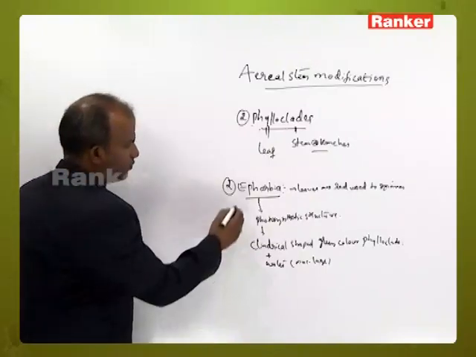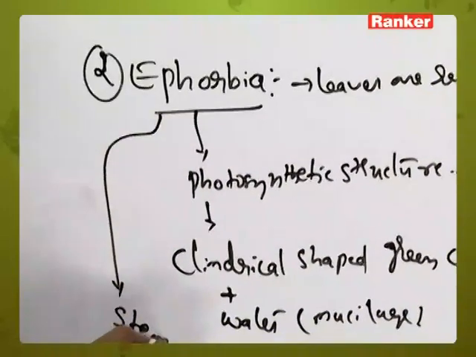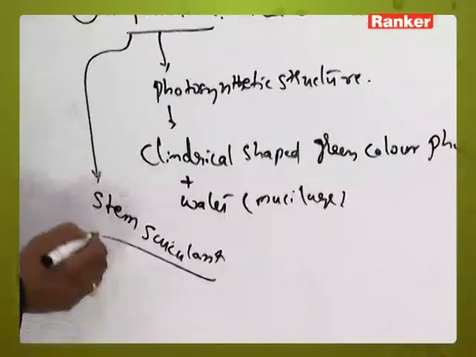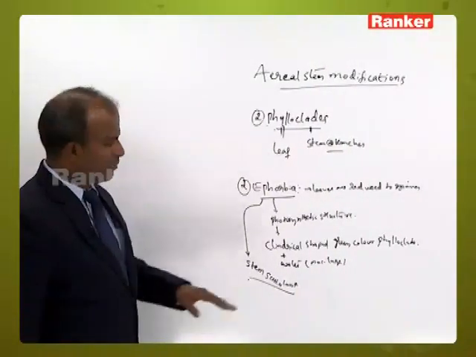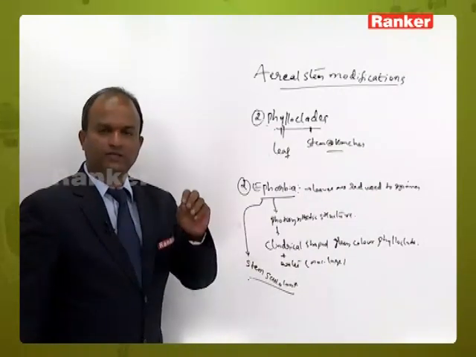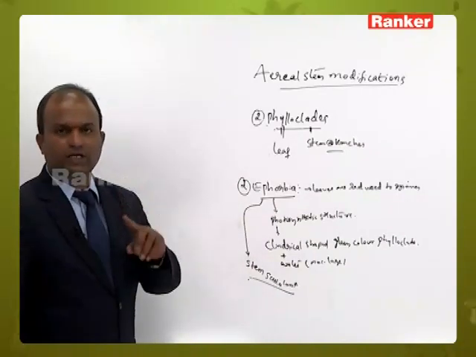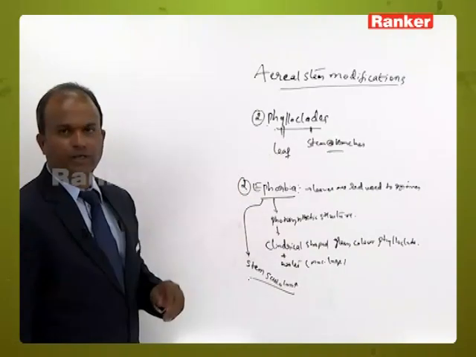Can we call this a stem succulent? Yes, it is called a stem succulent. This Euphorbia is also called a stem succulent. That means it faces drought conditions externally, yes, but it does not face drought conditions internally. This is about Euphorbia.